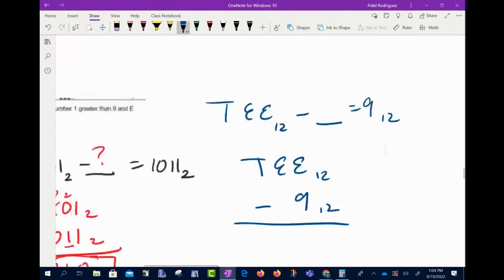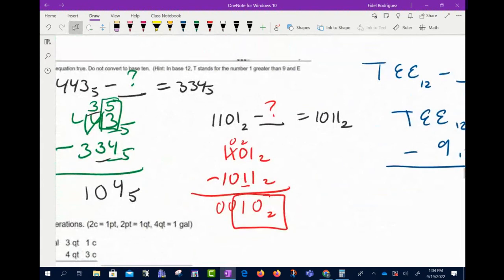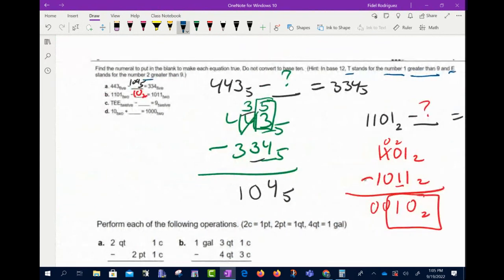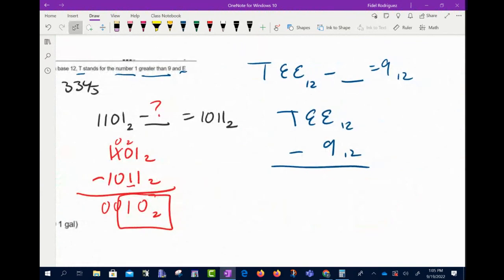Now they give us a little hint, y'all, here. It says, look, in base 12, T stands for the number 1 greater than 9. How much is 1 greater than 9? 1 plus 9? 10, right? That's why it's a T. And E stands for the number 2 greater than 9. Well, 2 plus 9 is really the number 11. The reason why they write it with T's and E's is because, remember, if I start writing 11s and 12s, then I'm using two digits, right? And so that's why they're keeping it this way.